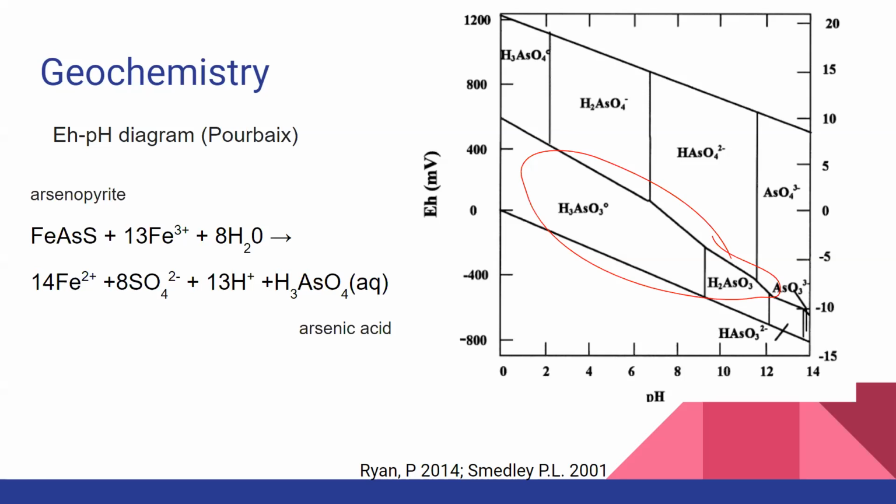But let's look at the chemical reaction we have on the left, and let's say we have arsenopyrite, which is stable in reducing environments, and it comes in contact with water. This is going to oxidize it, which raises the oxidation reduction potential and decreases the pH, leaving us with arsenic acid.